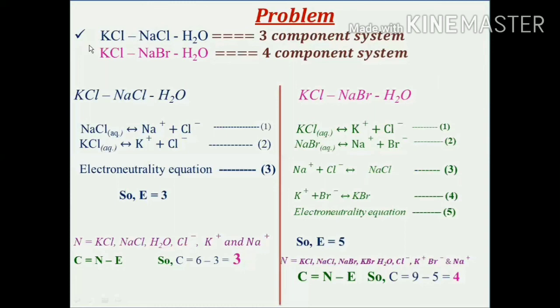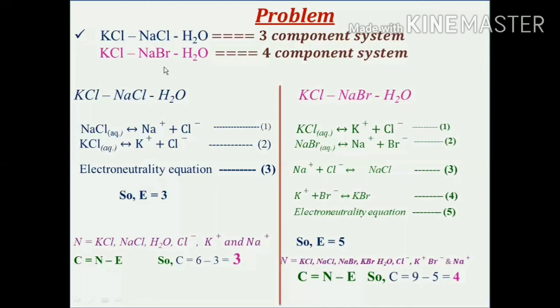Here, potassium and sodium both are combined with chloride ions, but in the second case potassium and sodium are different in their respective compounds. In the first case, they were both chloride salts. But in the second case, one of them is a chloride salt and the other is a bromide salt. Rest of the things are just the same. So you change one ion, the number of components changes.